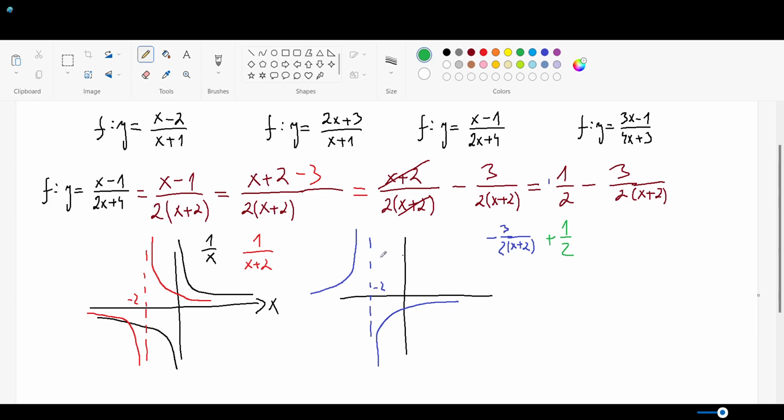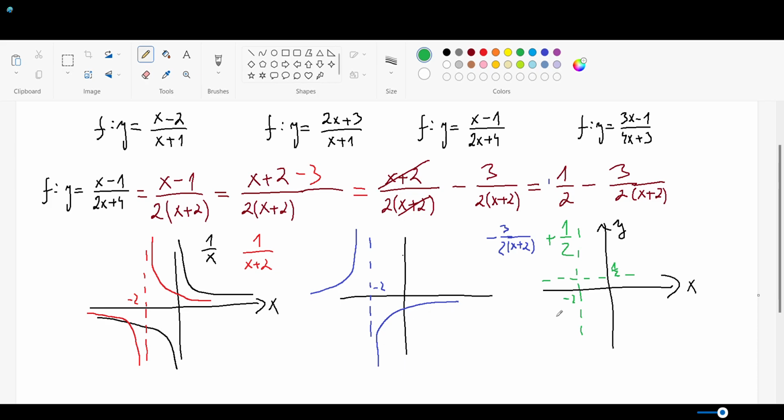So, and let me draw it in the new chart, in the new xy plane. So this is our x and y axis. The first asymptote will remain in the same place. So negative 2, and as it is going to be moved to 1 over 2, or 1/2, this is my second asymptote.